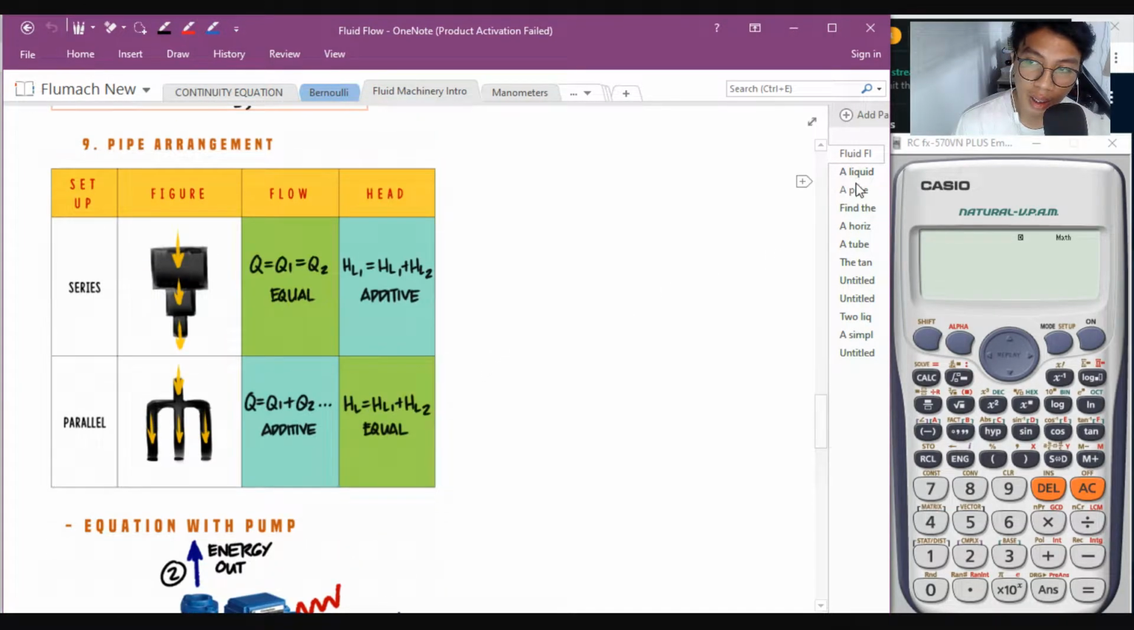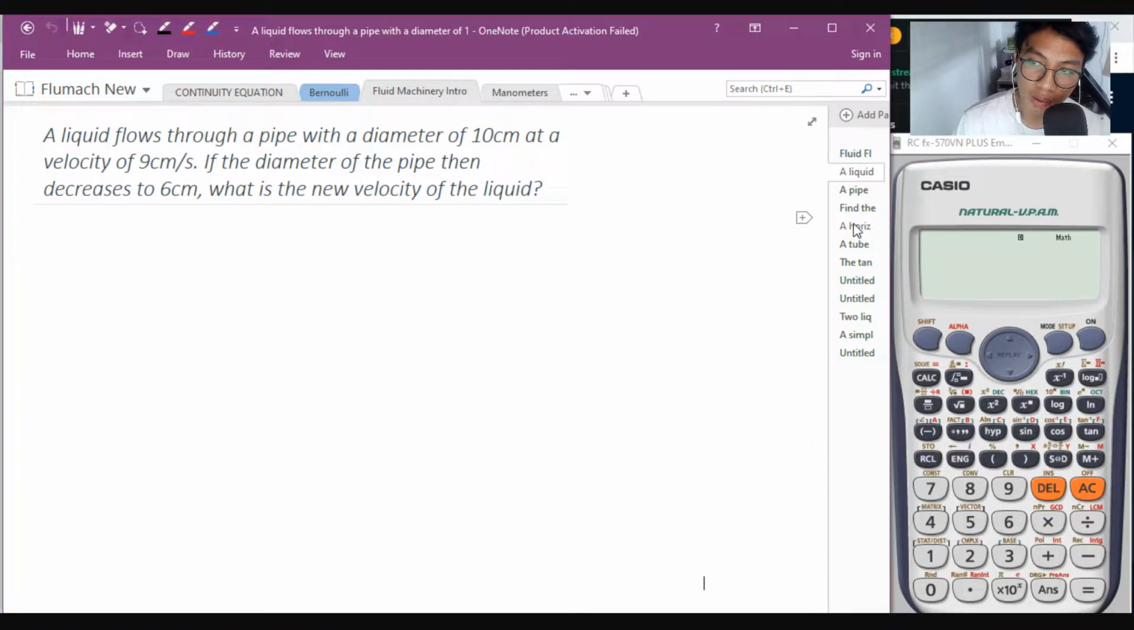So, now we will solve 9 problems. And 2 will be reserved for you to answer on your own, para may practice sets din kayo. So let us begin our discussion with this problem. So problem number 1. Ayan.